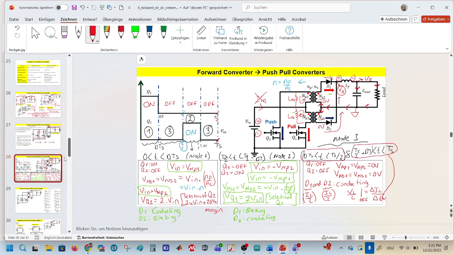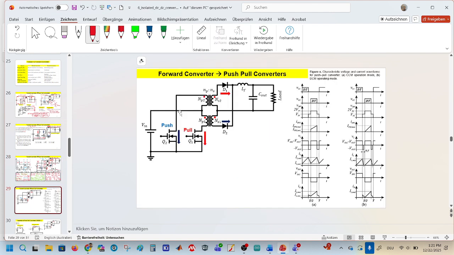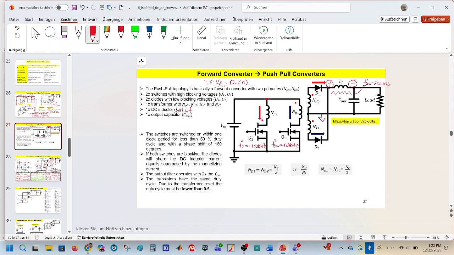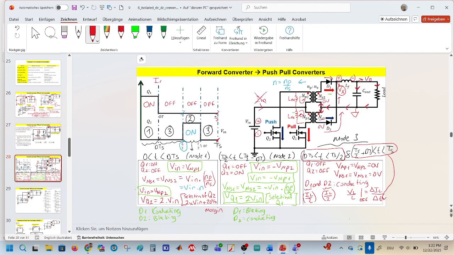So we talk about, of course, continuous conduction mode. We just forgot to write it again here. This is in continuous conduction mode plus power steady state.